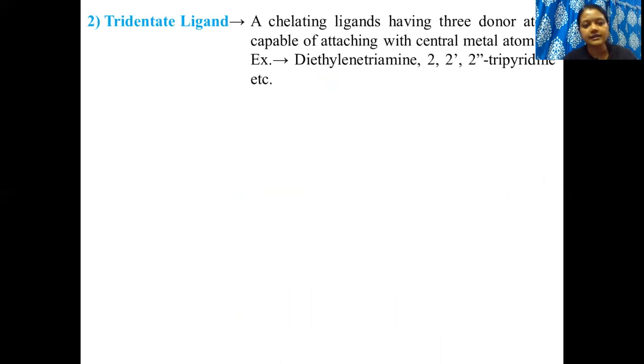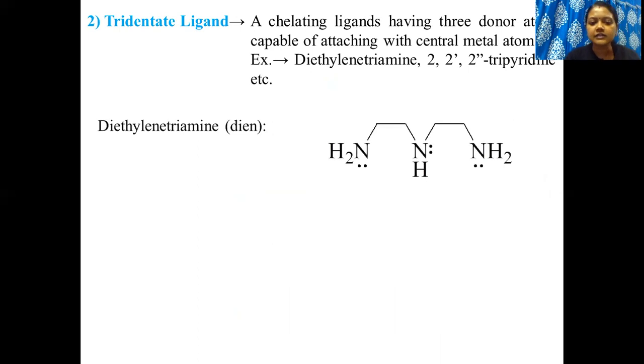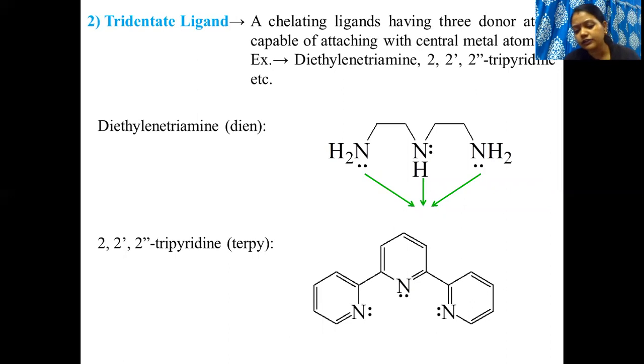Next is the tridentate ligand, a chelating ligand having three donor atoms capable of attaching to the central metal atom. Examples are diethylene triamine or terpyridine. This is the structure of diethylene triamine. Here the three nitrogen atoms with lone pairs act as donor sites. Second example is terpyridine or terpy. Here also three nitrogen atoms with lone pairs act as donor sites.